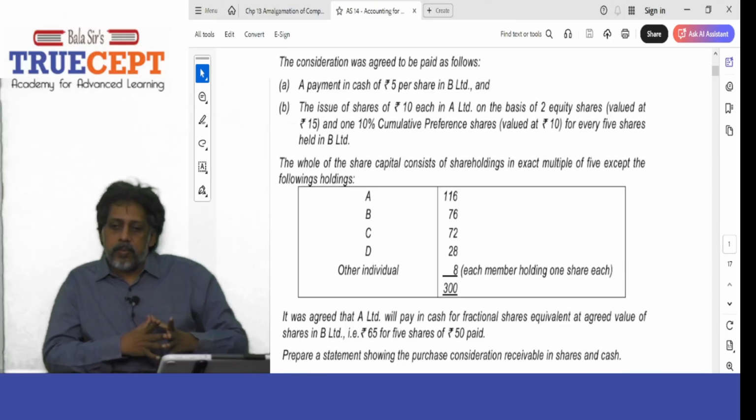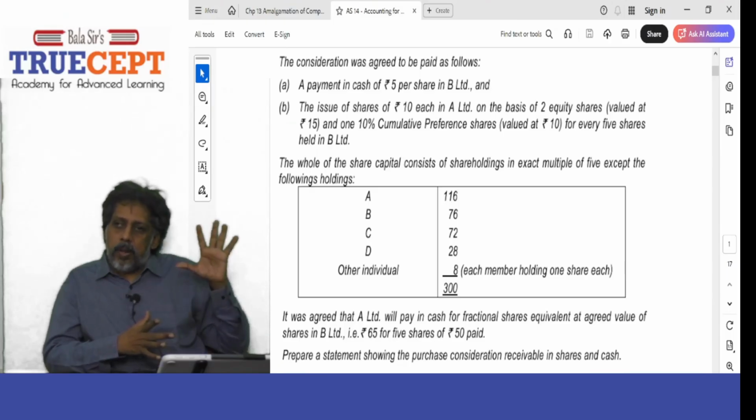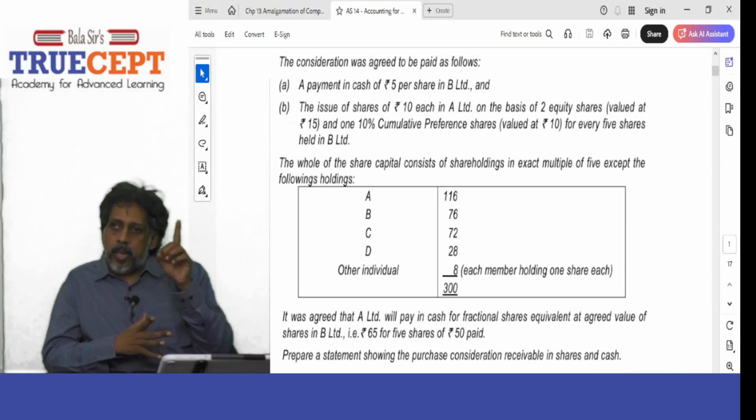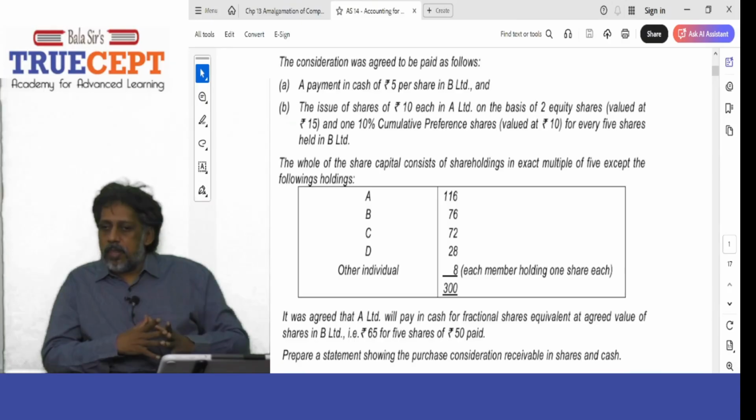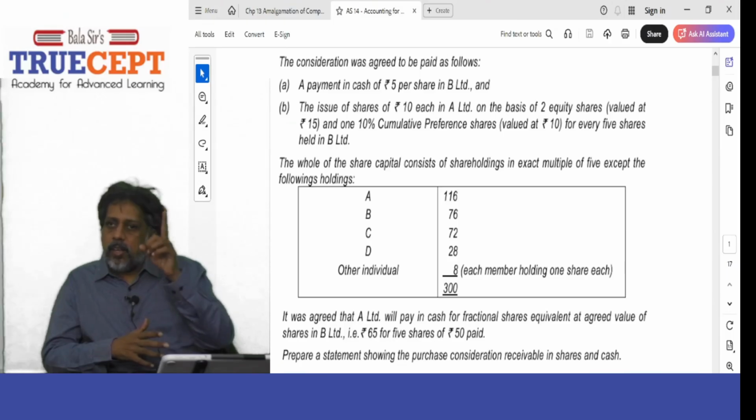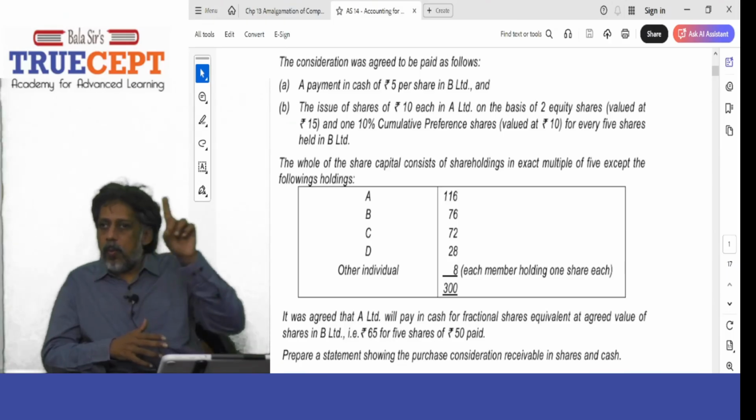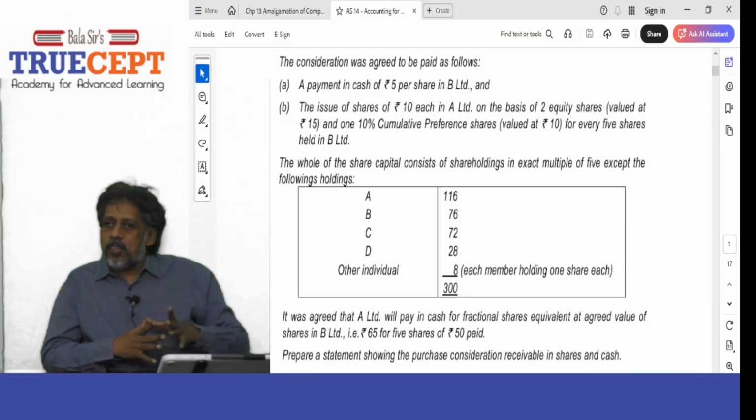Next, other individuals. There are other people, they don't even name them, holding 8 shares, 1 share each. That means all the 8 shares are a problem. Why? Each one is holding only 1. What is 1 divided by 5? It will be 0.2, right? What is 0.2 into 2 equity shares? 0.4. I cannot issue that.